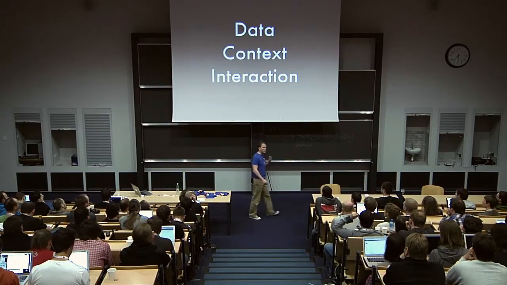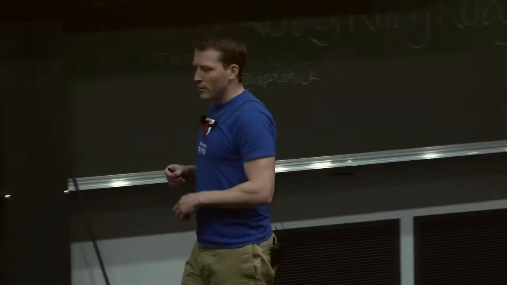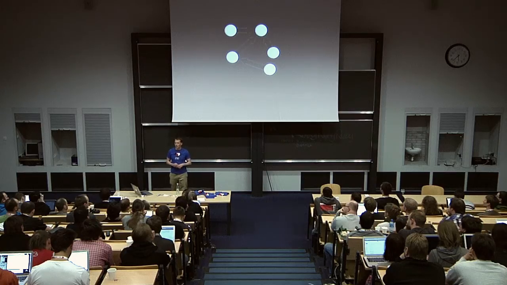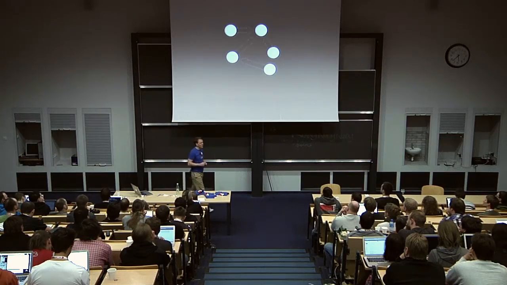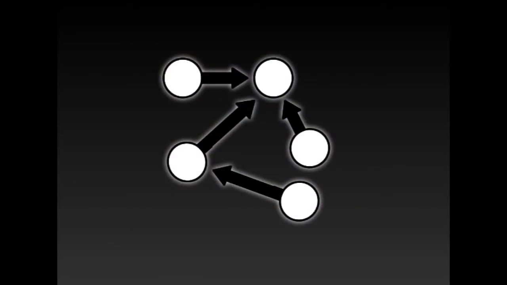DCI was created by Trygve Reenskaug, who also created MVC. And DCI is a complement to MVC. It's supposed to be a place where you can control the procedures for how your objects are interacting. When we think about object-oriented software development or object-oriented programming, we imagine our running application looking sort of like this, objects sending messages to each other.